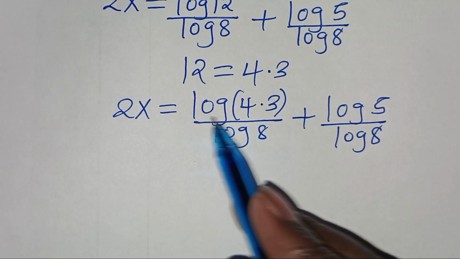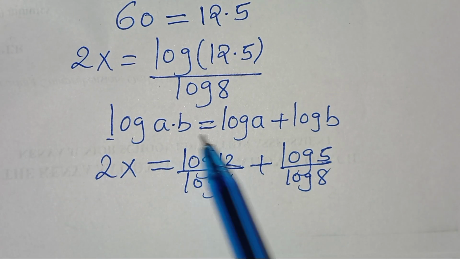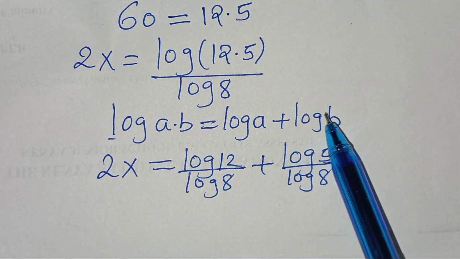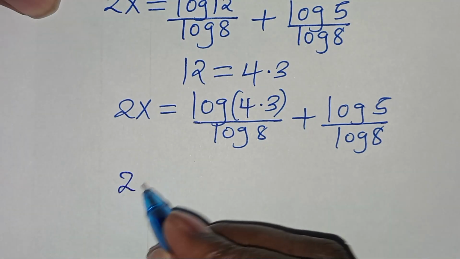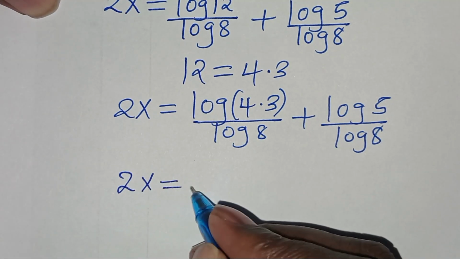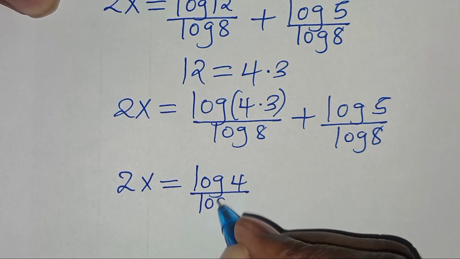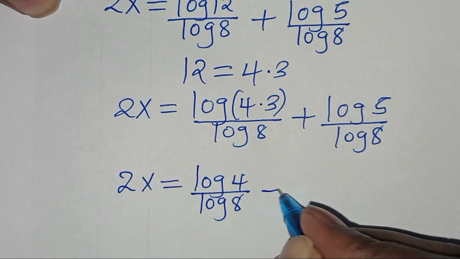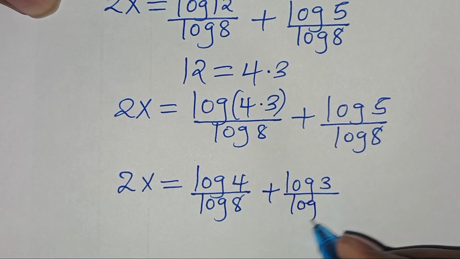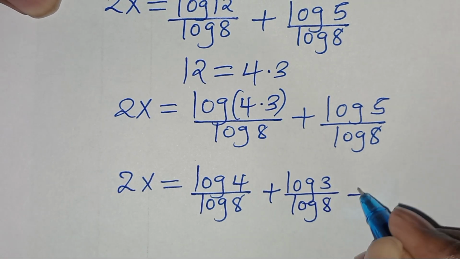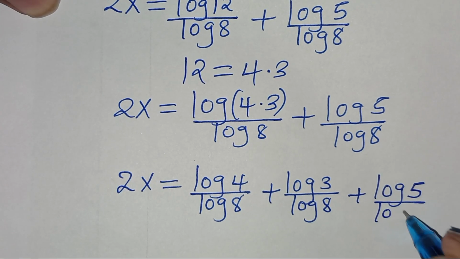Now, log 4 times 3, this is in the form of log a times b, which we can express as log a plus log b. So this implies here we have 2x equal to log 4 divided by log 8, then plus log 3 divided by log 8, then here plus log 5 divided by log 8.